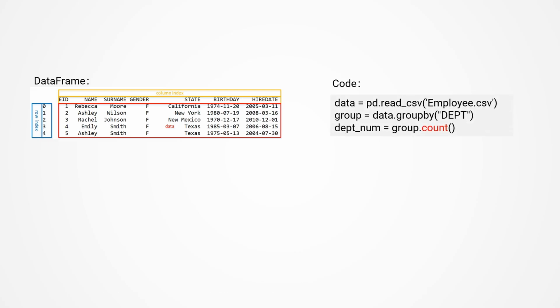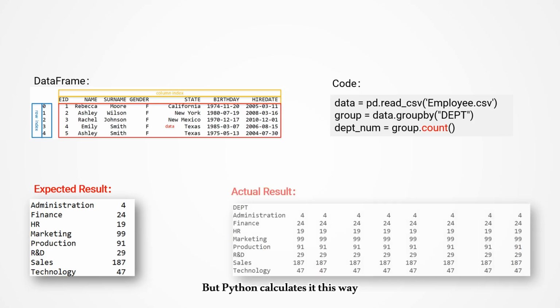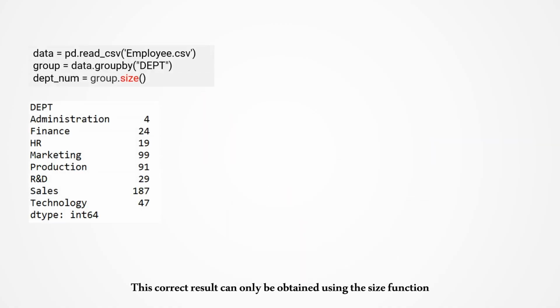For example, using an employee table to count the number of people in each department, the conventional approach is to group the table by department and then count each group. The result should be a two-column table consisting of department and number of people. But Python calculates it this way, as if it has applied the same counting action on each column. Because in Python, when a counting function is applied to a matrix, it will count each column. Unexpected. This correct result can only be obtained using the size function.